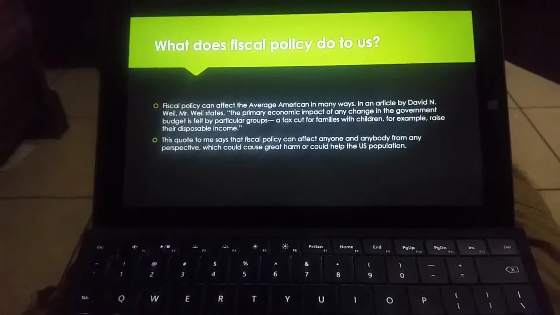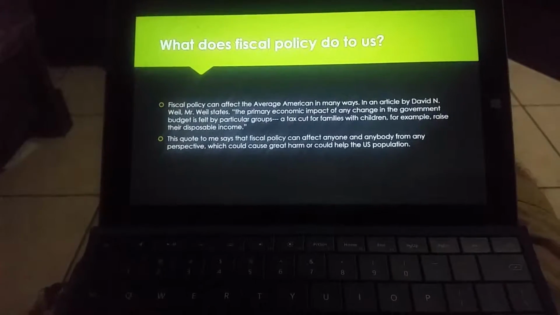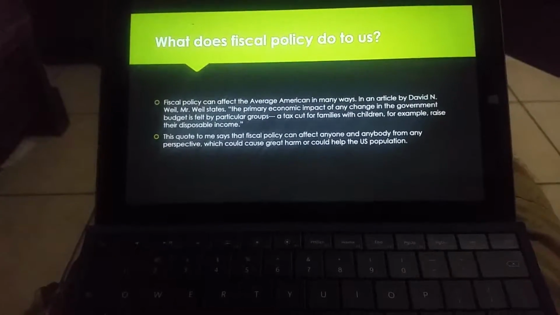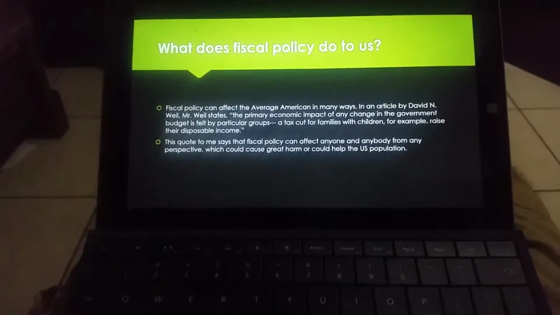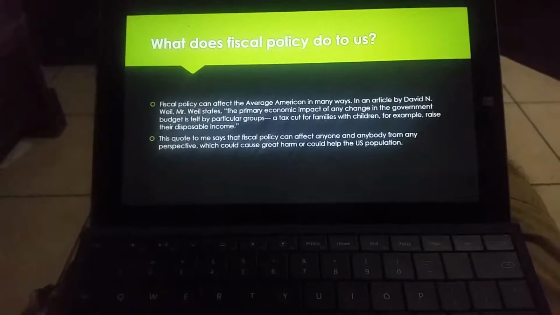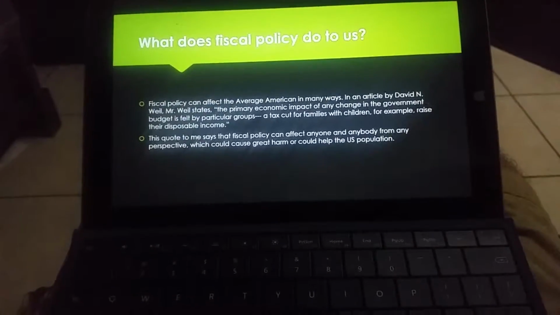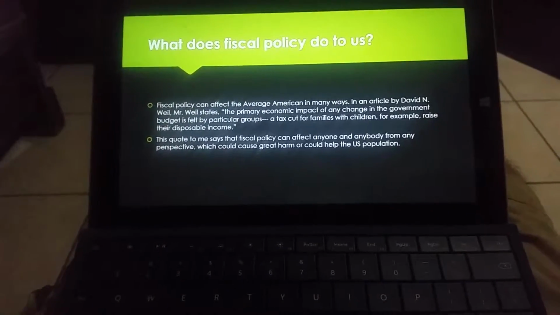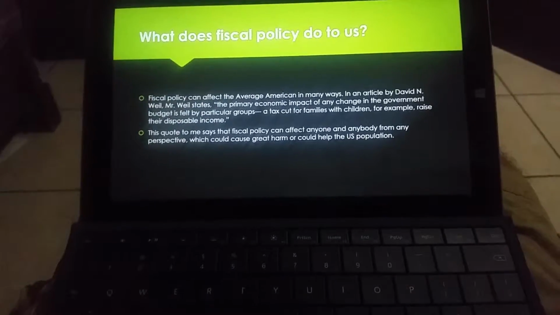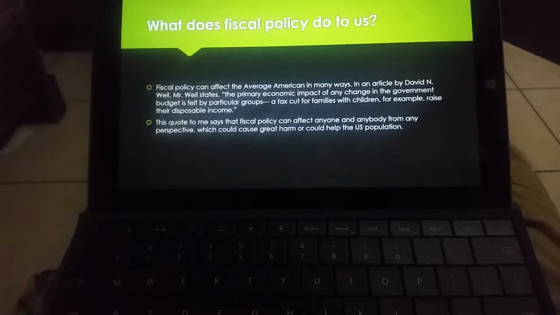What does fiscal policy do to us? Fiscal policy can affect the average American in many ways. In an article by David N. Weil, he states, the primary economic impact of any change in the government budget is felt by particular groups. A tax cut for families with children, for example, raises their disposable income. This quote to me says that fiscal policy can affect anyone from any perspective, which could cause great harm or could help the U.S. population.